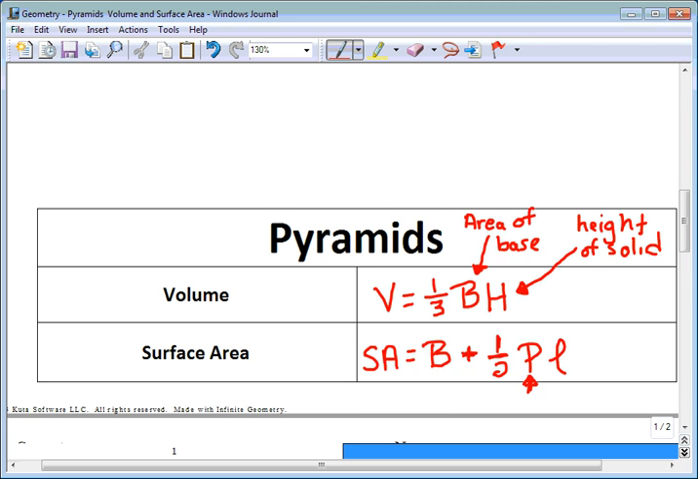So again, that big B represents the area of my base still. The P stands for the perimeter of my base. And this cursive L stands for my slant height. And we dealt a bit with the slant height already, but we will discuss it more as we do a few problems here.